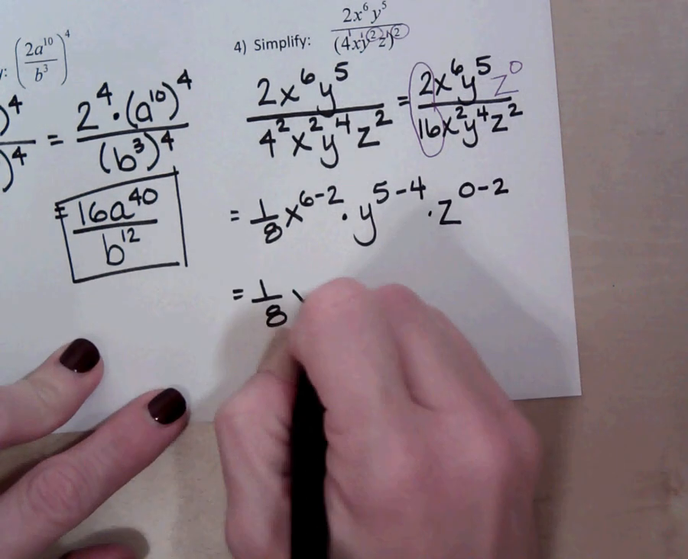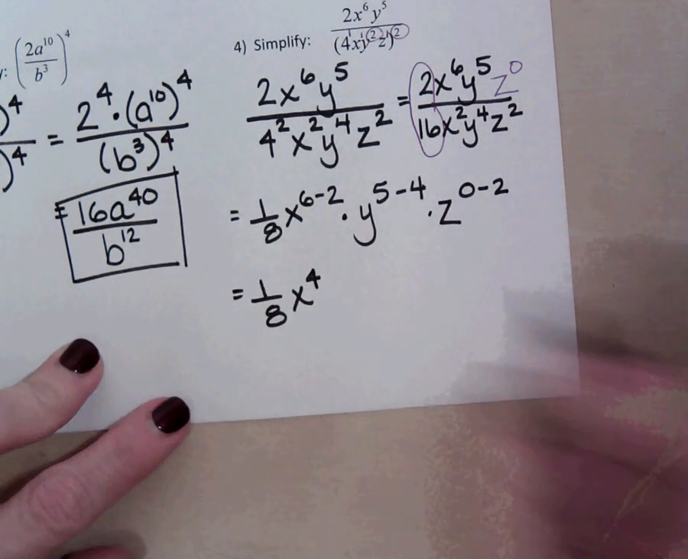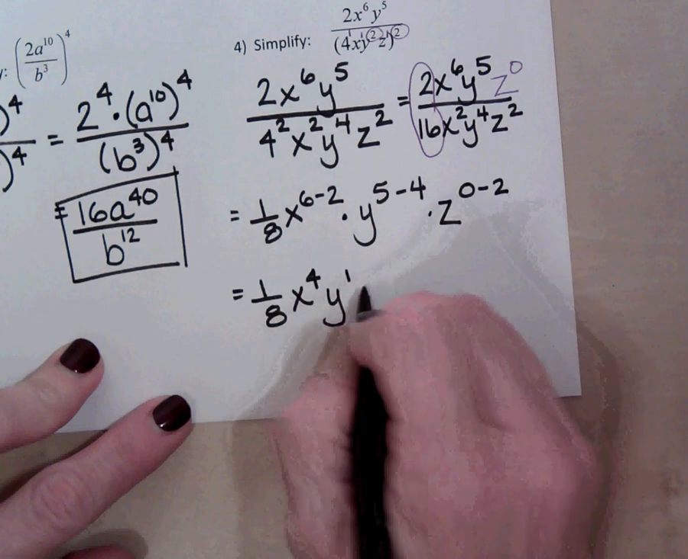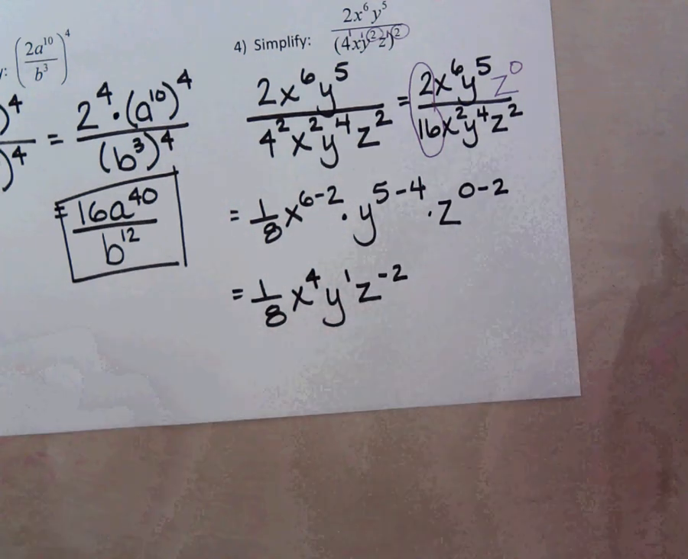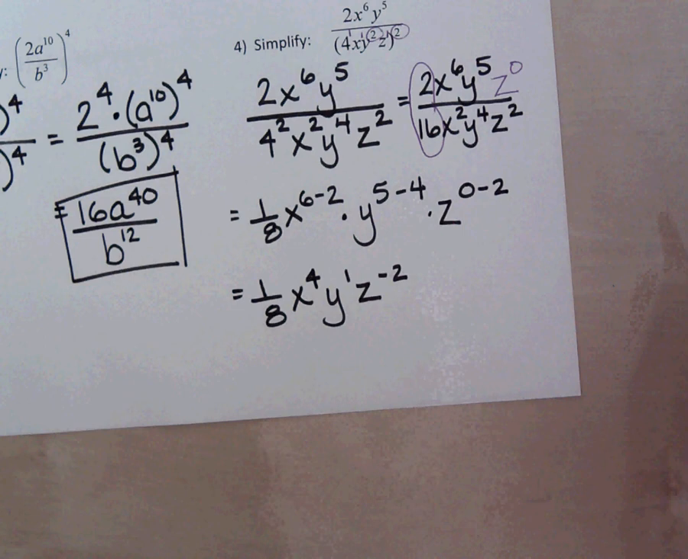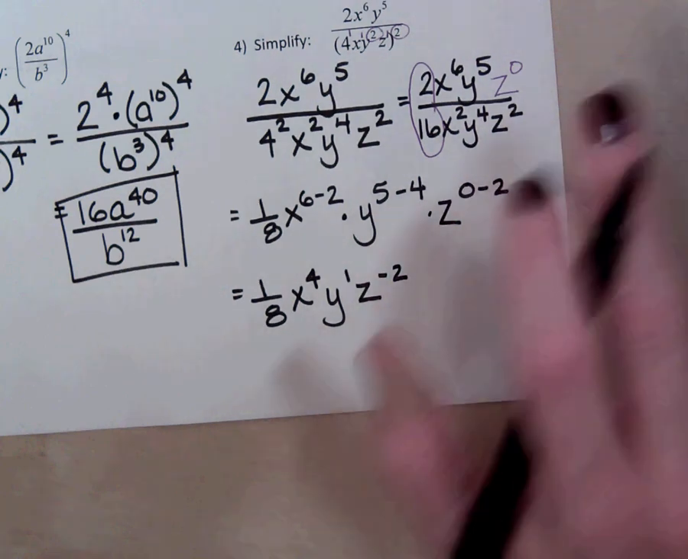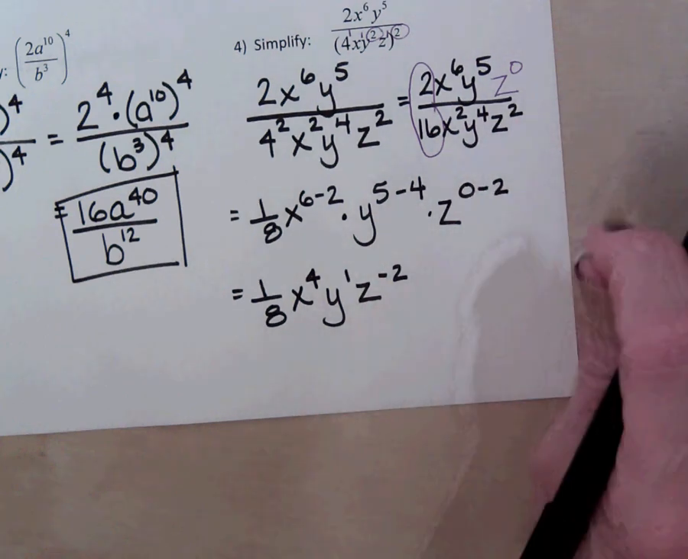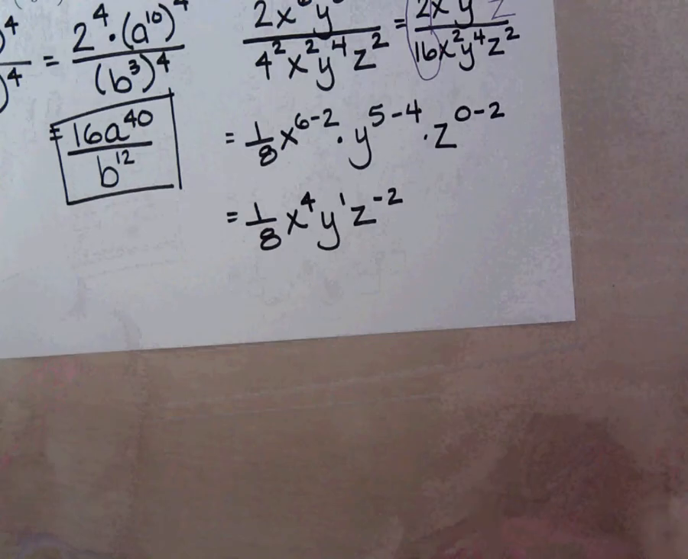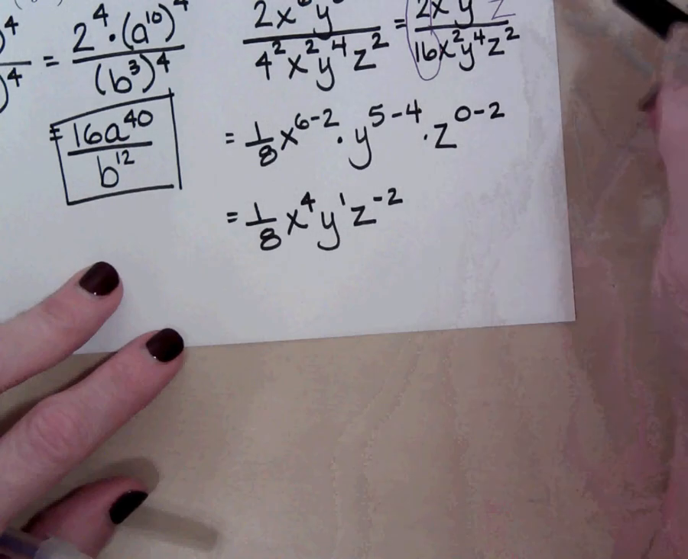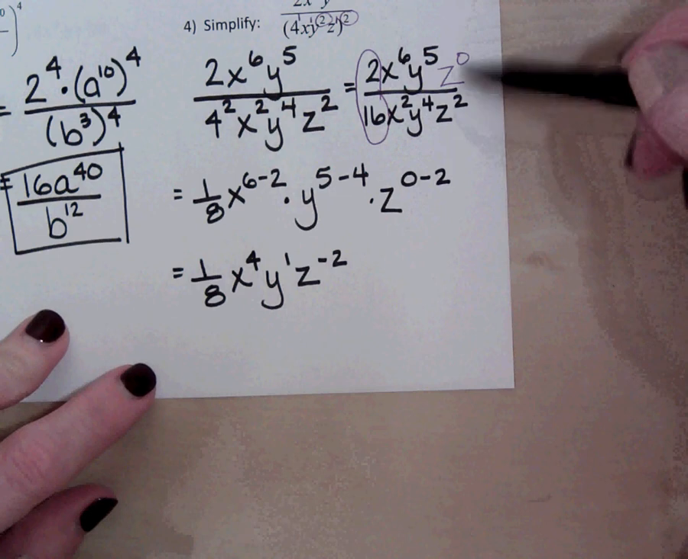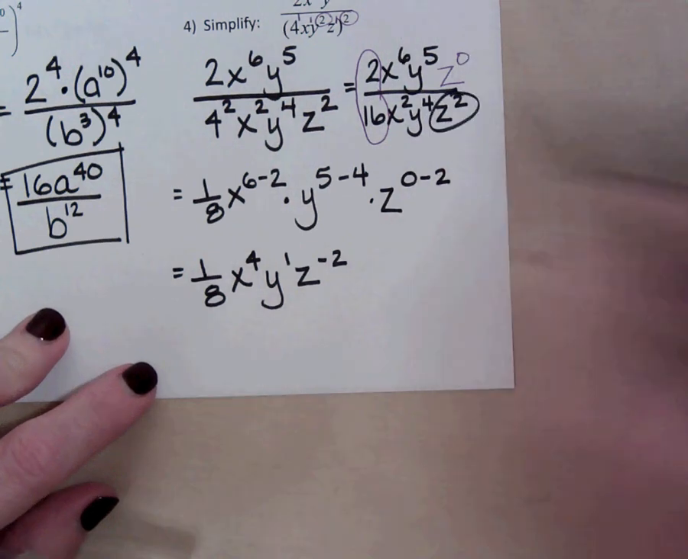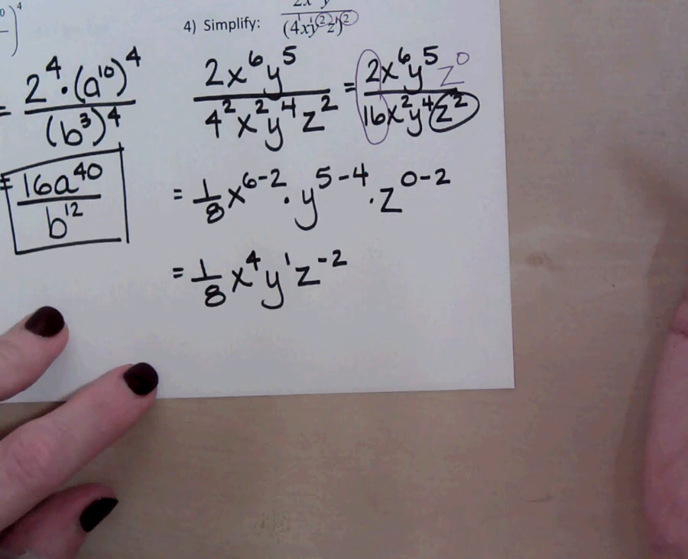Alright, so this gives me x to the 4th, y to the 1st, and now that 0 minus 2 gives me z to the negative 2nd power. And like I said, that's totally new. We haven't learned that yet. That's coming later. I'm just kind of previewing it for you. So here's what's going to happen. If we go back and look up here, that z to the 2nd power is just going to stay where it is, because there was really nothing to subtract it from other than z to the 0.